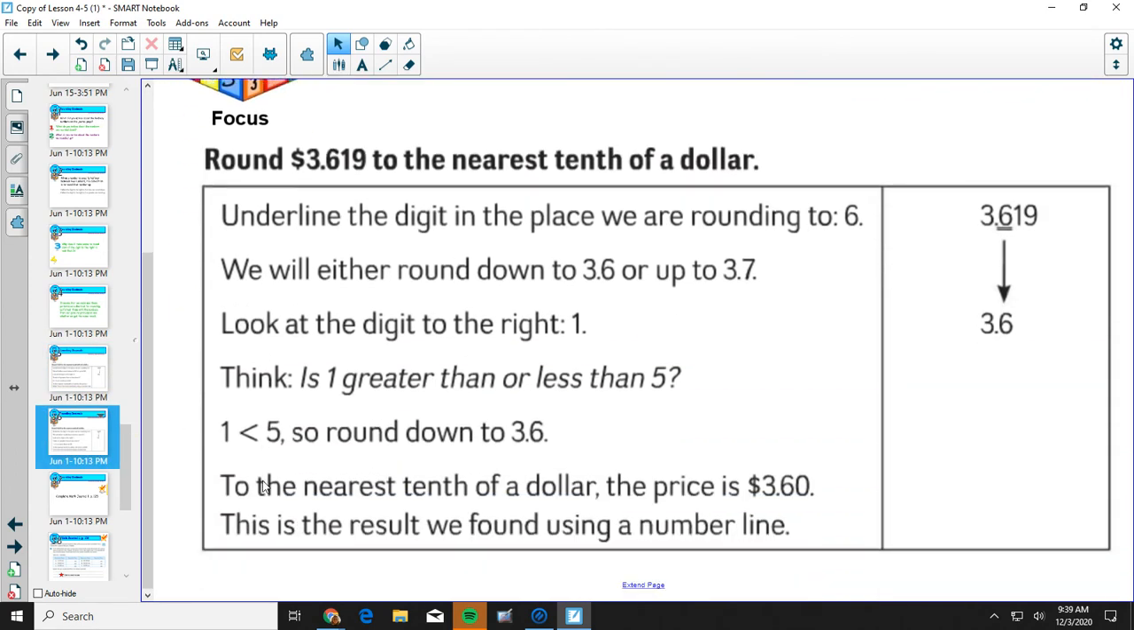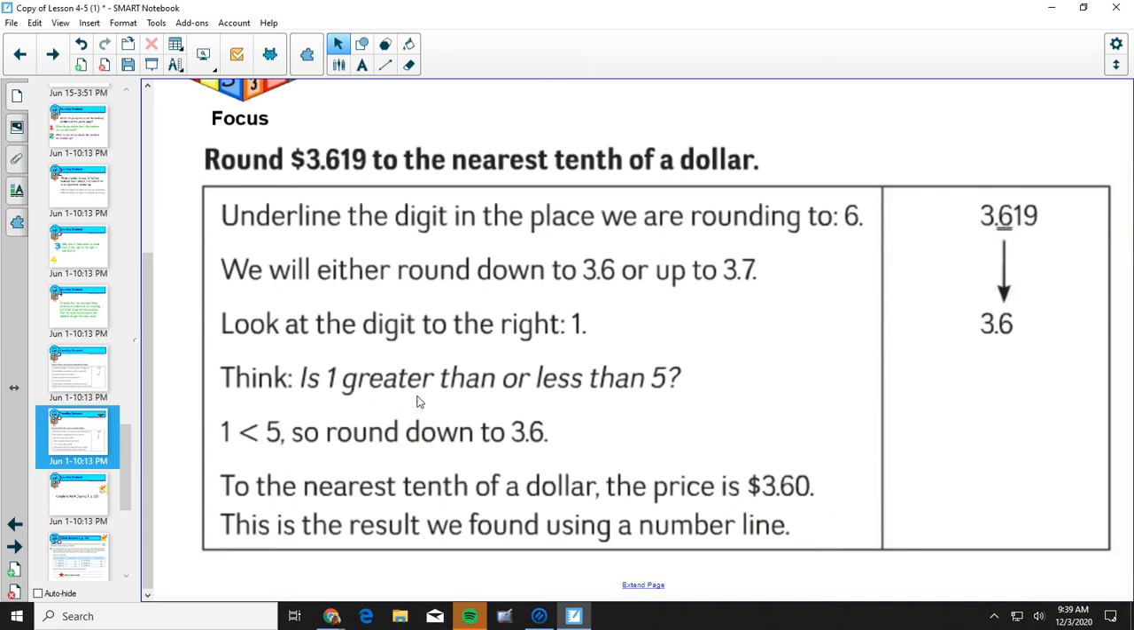So for 3.619, we underline the digit in the place value we're rounding to, 6, because this one we're going to round to the nearest tenth of a dollar. We either round down to 3.6 or we're going to round up to 3.7. Look at the digit to the right. It's a 1, because the 6 is what we're looking at, and the digit to the right is a 1 this time because we're looking at the tenths place.